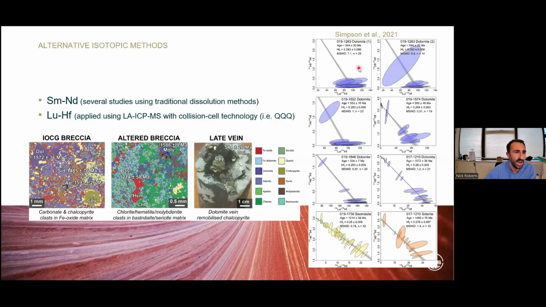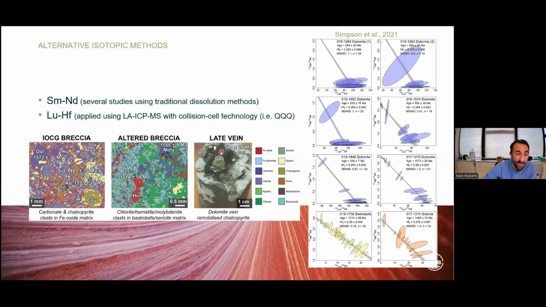Here's one of the first studies that came out using in situ lutetium-hafnium, on some ore deposits within Australia. The limitation with both these methods, in terms of in situ or laser work, is that they're really only applicable to very old rocks, because in young rocks we're just not going to have enough radiogenic isotopes to date.